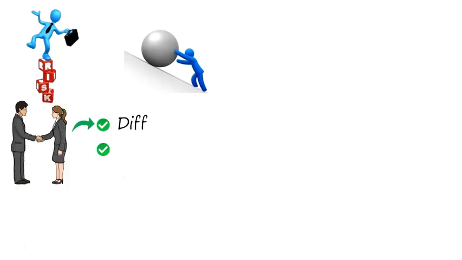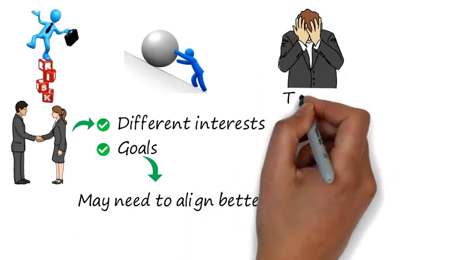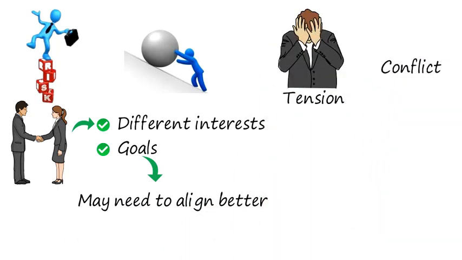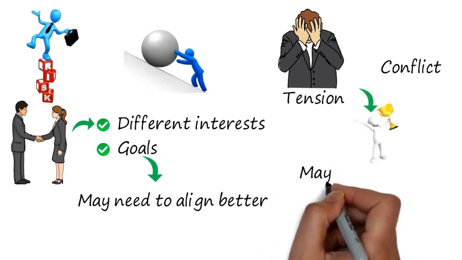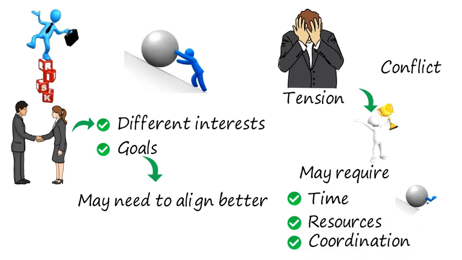However, there are also potential risks and challenges associated with forming coalitions. One risk is that individual parties may have different interests and goals, and these interests may not align well. This can create tension and conflict within the coalition, making it difficult to achieve a common goal. Additionally, forming a coalition may require significant time, resources, and coordination, which can be challenging to manage.